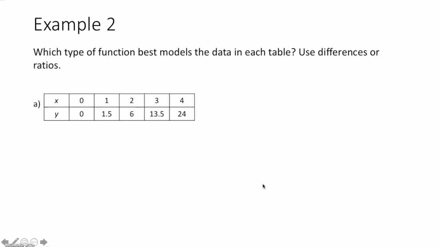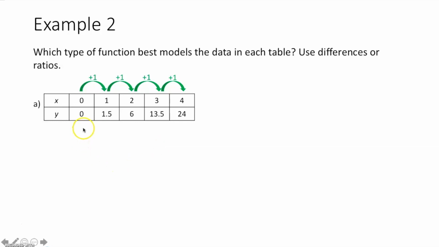Now, example 2 says which type of function best models the data in each table. Use differences or ratios. So here we're given a t-table. Now, first, check. Is there a constant difference between the x values? That's what you should always check first. So here we go from 0 to 1, 1 to 2, 2 to 3, 3 to 4. Cool. Now, what I would do with your y values, always check the differences first. So is there a constant difference? Then is there a constant second difference? If both of those answers are no, then you're going to use the constant ratio.